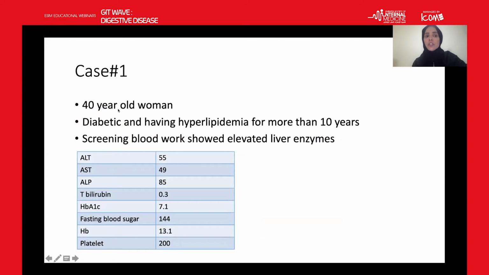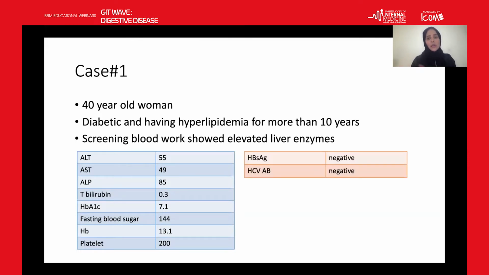Case 1 is a 40-year-old woman who's known to be diabetic and hyperlipidemic for over 10 years. And the screening blood work showed elevated liver enzymes, ALT of 55 and AST of 49, which is borderline elevation. Alkaline phosphatase and bilirubin were normal, as well as platelets and hemoglobin. And hemoglobin A1C was 7.1 with a fasting blood sugar of 144, which is elevated.